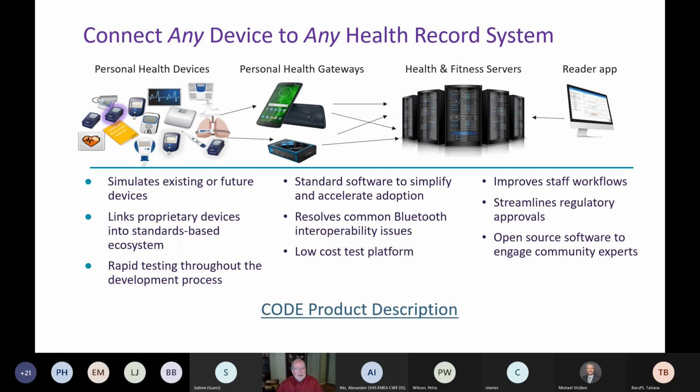And as I mentioned, the software simplifies and accelerates the adoption. We've discovered a number of Bluetooth interoperability issues. Whenever we have PlugFest, most of the challenges are just getting the Bluetooth to work properly, and those are being addressed with the software. And at the end of the day, what all this is designed to do is to improve staff workflows. And we also develop it to industry standards. We have software quality standards, and the purpose of that is to streamline regulatory approval. We envision that this software eventually is going to go into the open source community because there's a number of people out there that we know can help improve that. So that's envisioned. If you want to see more about what that software does, there's a link embedded in the slide. Next slide, please.